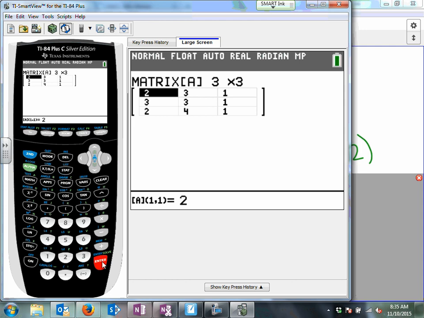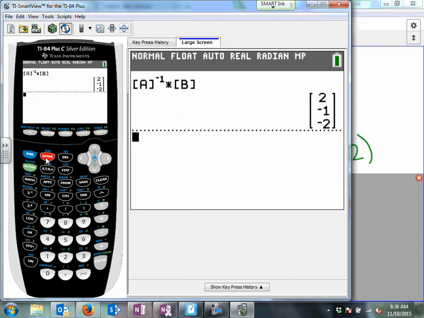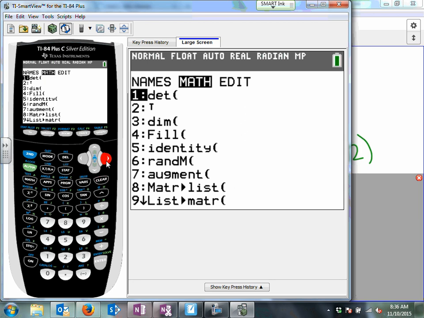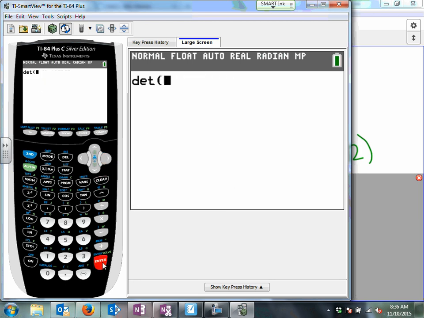What's our matrix? 3, 4, negative 2, 3, 5, 0, negative 1, 4, 1. Okay, this is what you're going to do. You're going to go back to the home screen. And in your matrix menu, under math, your first option is DET. That's determinant. And then you can call up your matrix A.